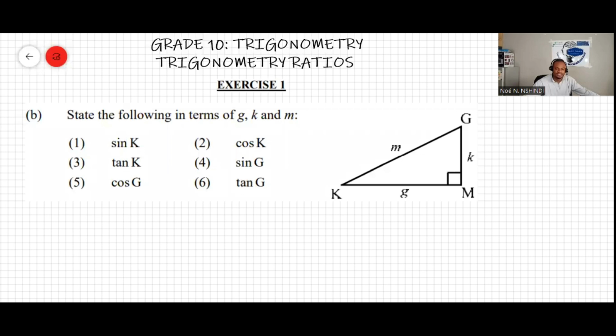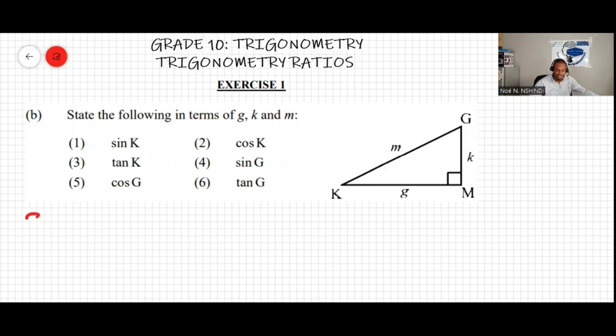Well, the question says that now we're doing question B. It says state the following in terms of G, K, and M. We have these symbols, sine K, tan K, cos, etc. So those are called the trigonometric ratios. Okay, there are many, but we will learn basically about 3 trigonometric ratios.